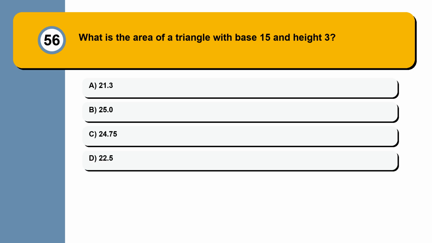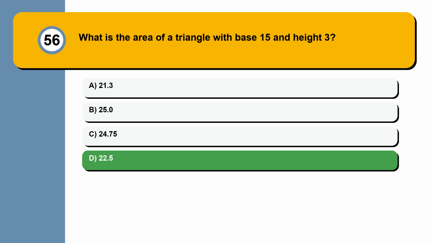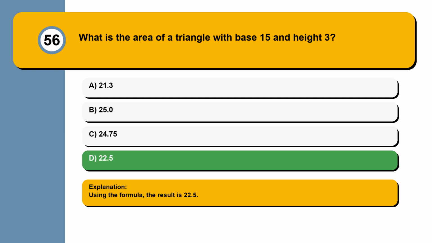Question 56. What is the area of a triangle with base 15 and height 3? 21.3, 25.0, 24.75, 22.5. Using the formula, the result is 22.5.